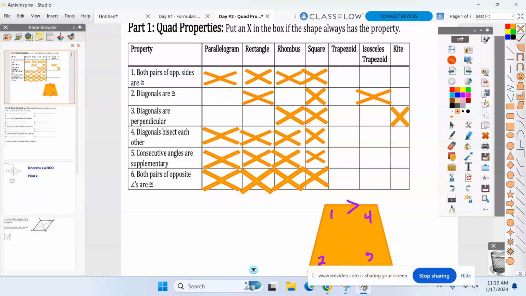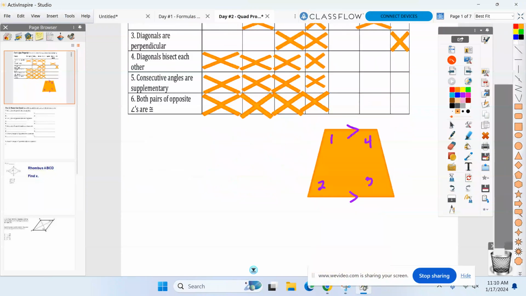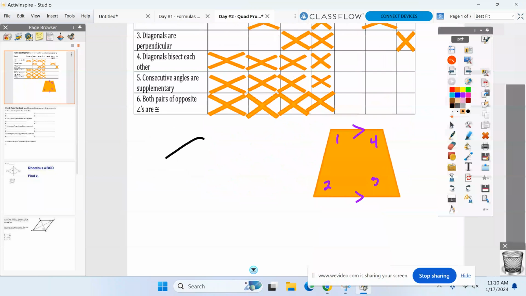No. No for that word right there. Both, but talk to me here. There is one pair of opposite angles. Where are they? Not both pairs, but there is one pair of opposite angles that are congruent in a kite.